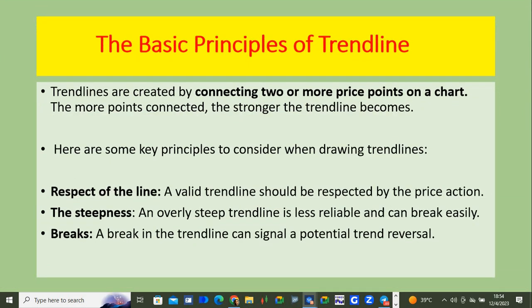Now, let us look at some of the basic principles of trend lines. What are some of the things that you need to look at? Trend lines are created by connecting two or more price points on the chart. I'll show you. The more points connected, the stronger the trend line becomes. So these are some of the things that you need to consider. Respect of the line: you need to make sure that the line is respected.